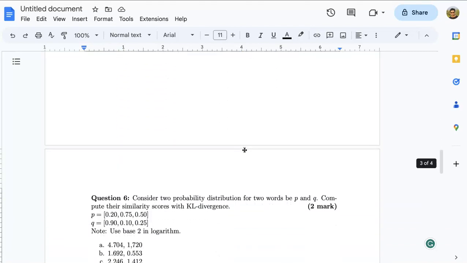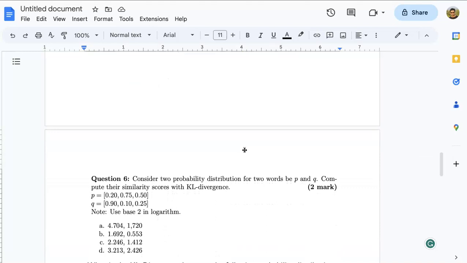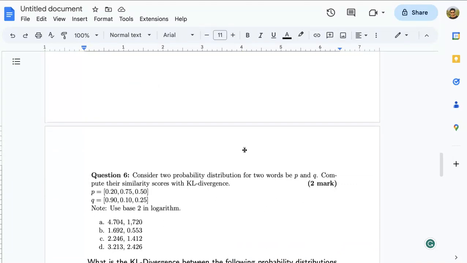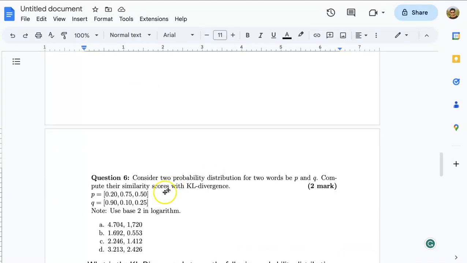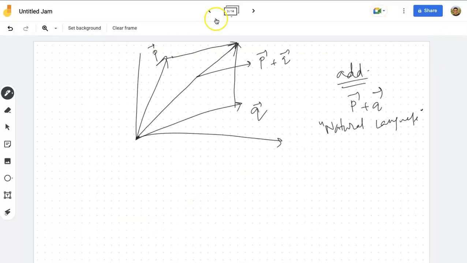Let's move to the next question. Again, the question is pretty simple. Consider two probability distributions for words, P and Q. Compute the similarity score with KL divergence. But why are they giving two values? Oh, okay, I got it. Because the KL divergence is not symmetric. I hope they are asking to calculate both ways. So now I get it.